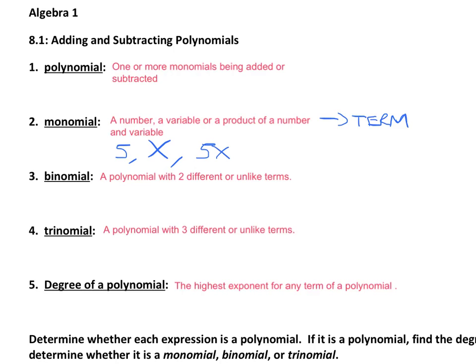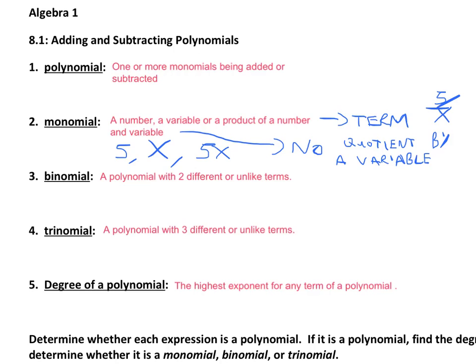Now, the one thing you can't have, something that doesn't make a monomial, or we could say a polynomial, is that there can be no quotient by a variable. That just means you can't have the variable in the denominator of a fraction. So if you had an example, let's say you had this 5 over x. This is not a monomial or polynomial. Pretty much everything else is. So mono means 1, it's just one term. You're not adding or subtracting anything because it's just one term.